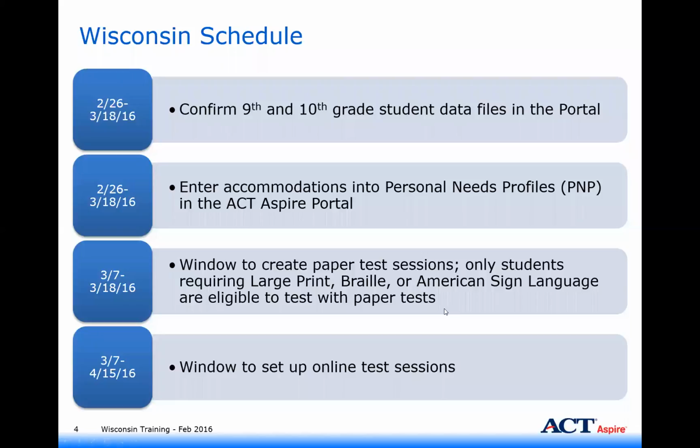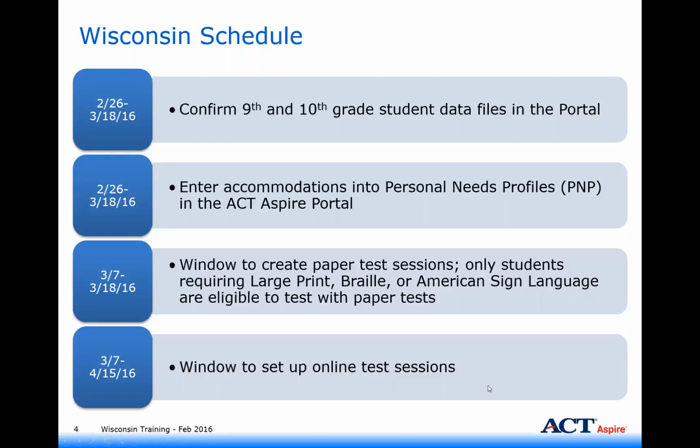March 7th through March 18th, this is your window to create your paper-based test sessions and put the students that need accommodations into those test sessions. That's how you are going to order your paper-based materials. And this should be rare. Only your students who require large print, Braille, or American Sign Language are eligible to test with the paper-based test. So again, March 7th through March 18th, you need to create those test sessions and enter any students into those test sessions in order to receive their materials.